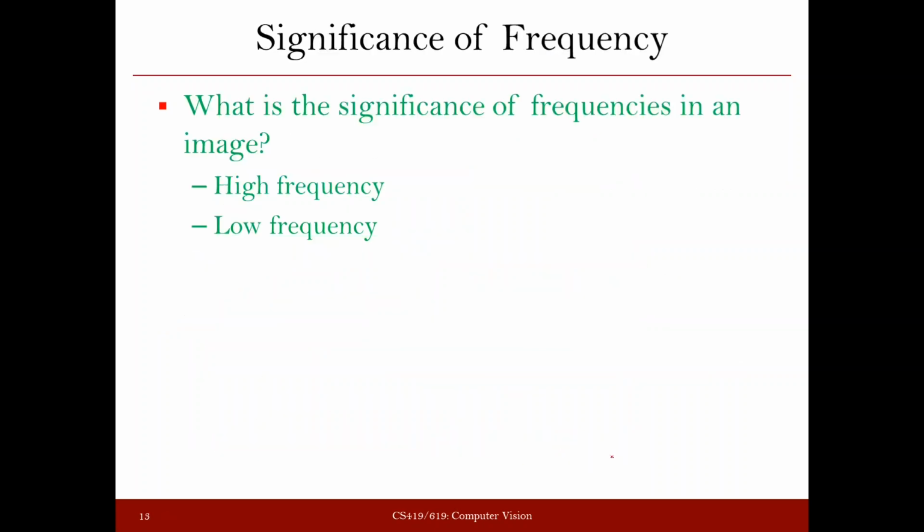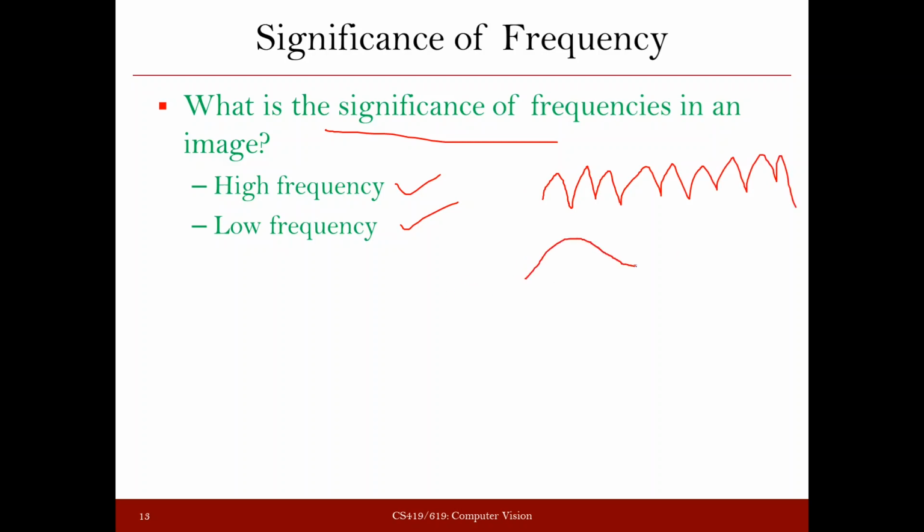Now let us have some idea about what we mean by high frequency and low frequency in our images. I hope you know what we mean by high frequency and low frequency. Let us take this example. Suppose you have a signal like this, and there is another slowly varying signal like this. So it is obvious to say that this signal has high frequency and this signal has low frequency. I don't think anybody has doubt in this.